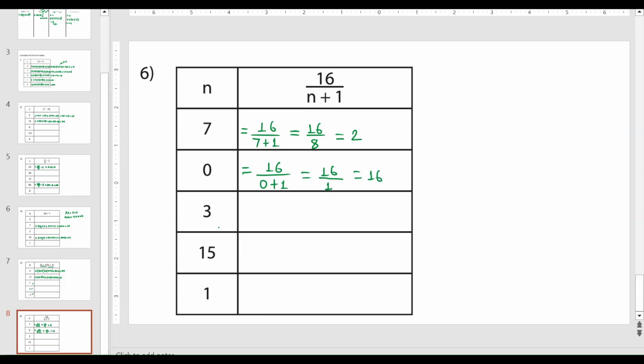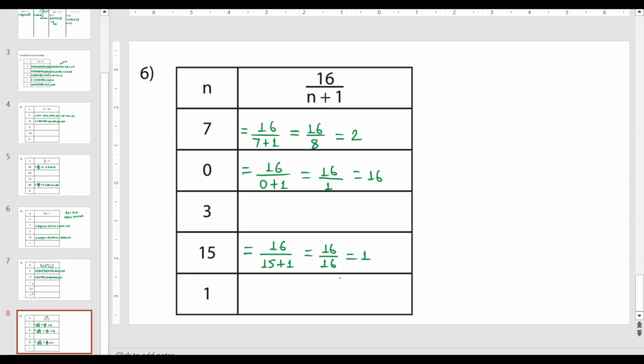So let me do this one also for you. When we put 15, what do we get? 16 by n plus 1. 15 is our n, which is plus 1. So it is 16 by 15 plus 1, 16. 16 by 16, we got 1.